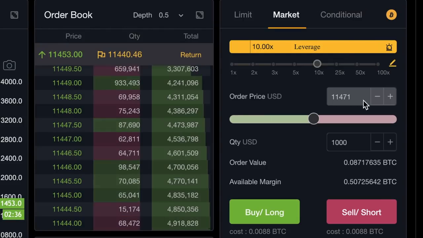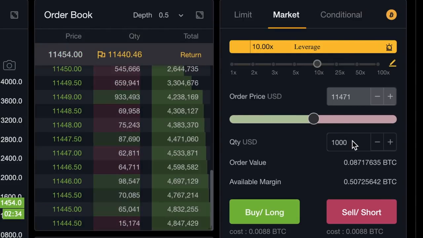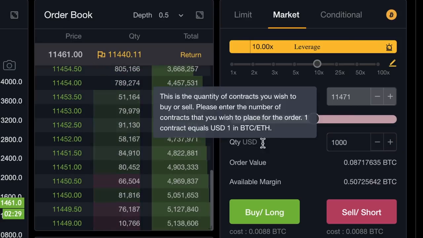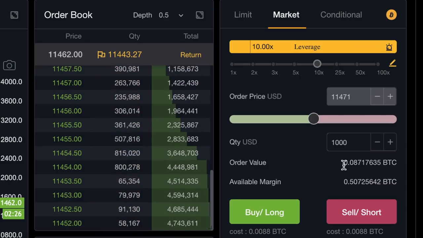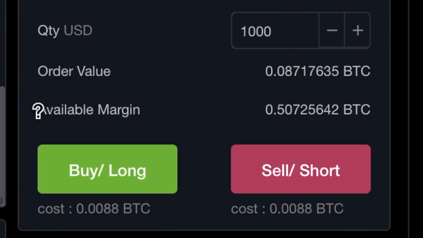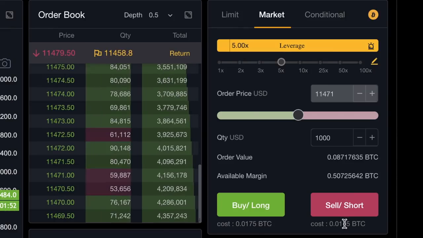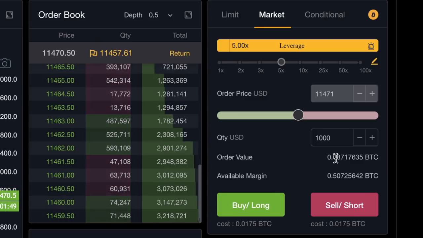Alright, so let's do a market order. We want to have 10x leverage, and we want to do 1,000 contracts here, 1,000 US dollars worth. This is going to give us an order value of approximately 0.087. Available margin is what we have in our account. And this would cost us 0.0088. That would be the cost from our available margin to put up with this position. You can see that the order value is 10 times the cost because we're going on 10x leverage. If I click 5x leverage, what changes here is the cost is now double, and the order value is still the same.